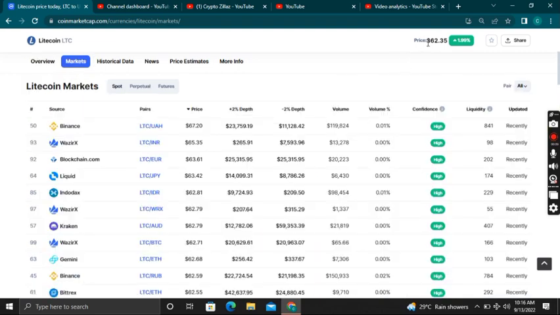Currently, it's trading at $62.36 here, as you can see. If you look at the exchanges here, Binance is the top exchange, trading at 67.2. This one's trading at 65.35, and their confidence is extremely high. Now let's first go to the USDT pair. Let's pair with USDT and see.